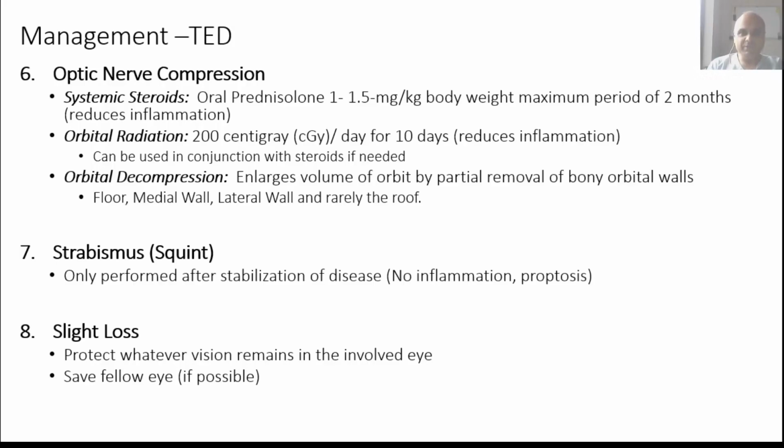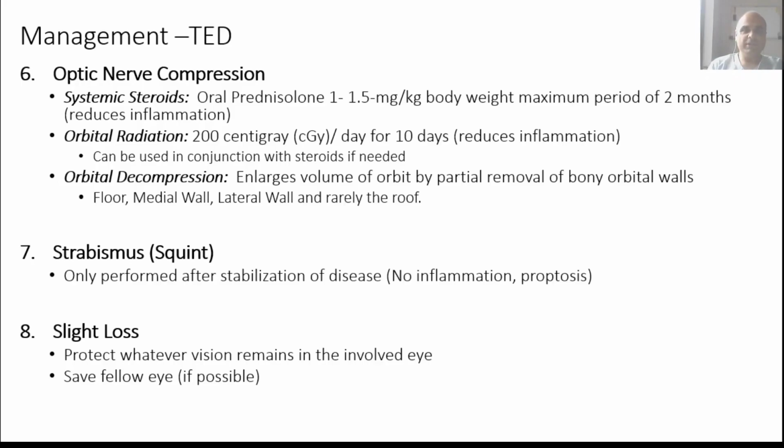For optic nerve compression, the first choice treatment is oral prednisolone, 1 to 1.5 milligram per kilogram body weight for up to a period of 2 months. It works by reducing inflammation, which is basically the thing that produces all of the effects of thyroid eye disease, if you remember from when we were discussing the pathogenesis of this condition. It works. Why 2 months and why not more than 2 months? Simply because of the side effects of steroids.